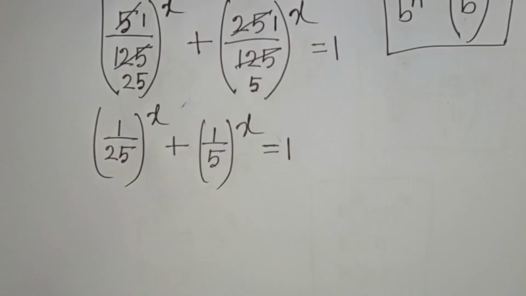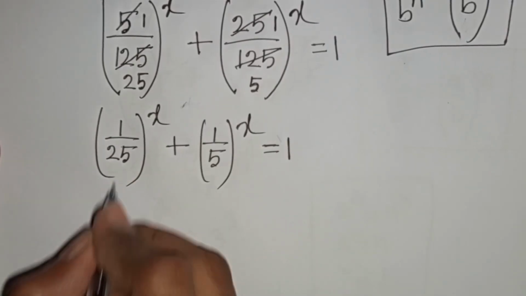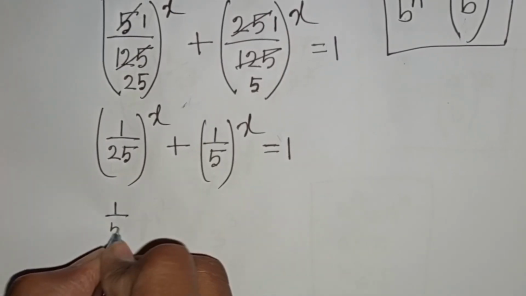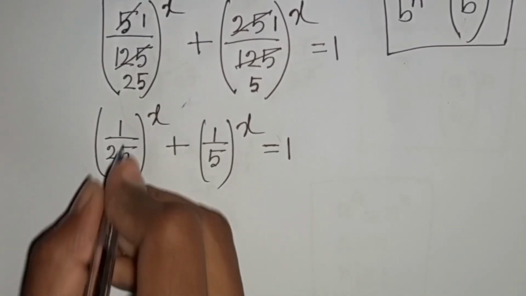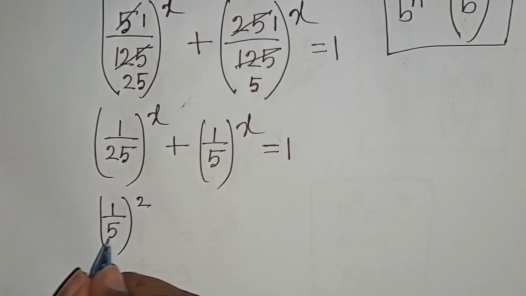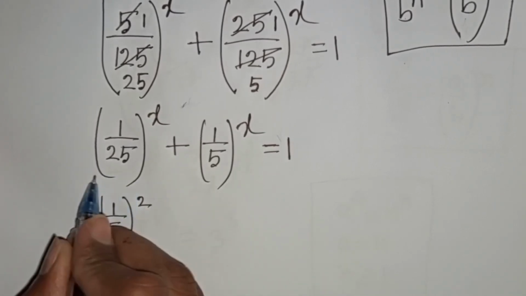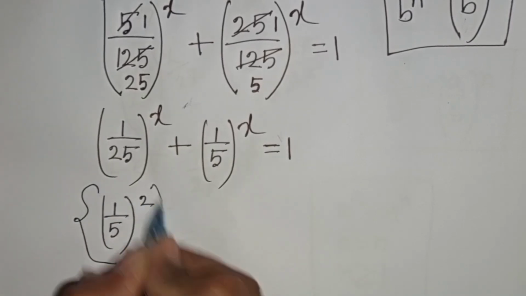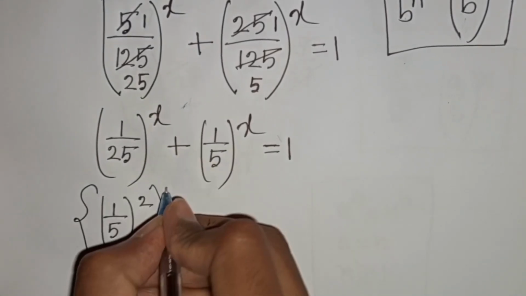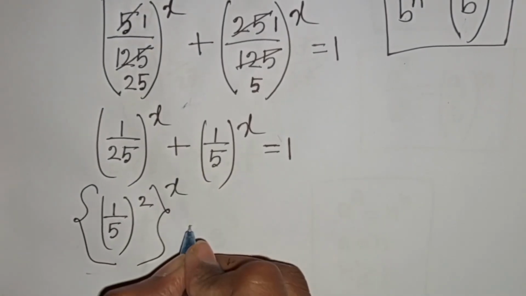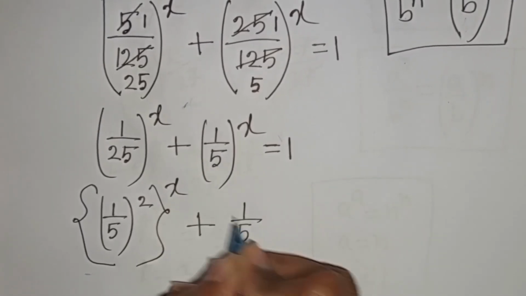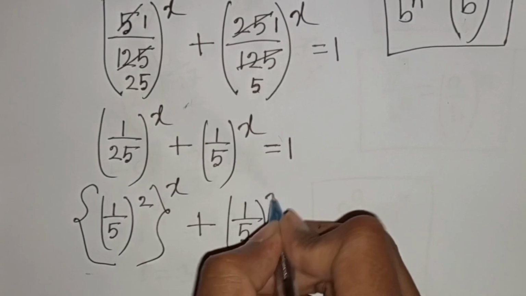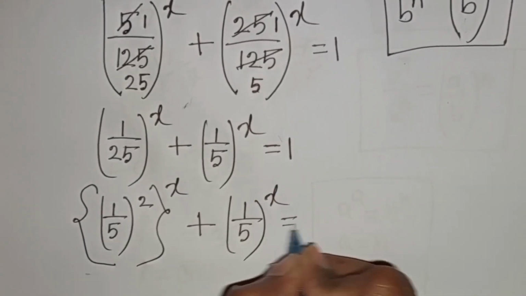Now 1 by 25 can be written as 1 by 5 bracket power 2. 1 over 5 square is the same as 1 over 25. Then this first bracket can be written as second bracket, then power of x, plus 1 by 5 bracket power x is equal to 1.